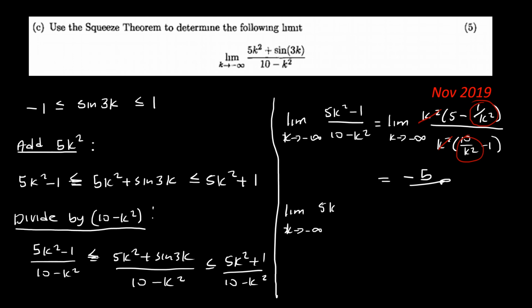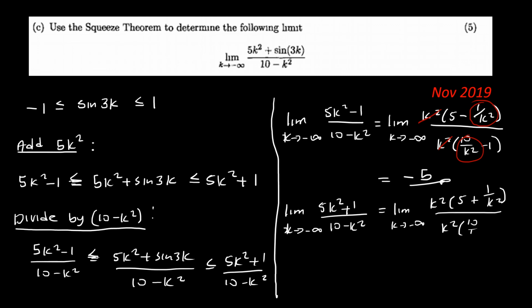So this time we're calculating for 5k squared plus 1 over 10 minus k squared. So we repeat, we take out k squared as common, so we are left with 5 plus 1 over k squared. At the bottom we have 10 over k squared minus 1. So you can see again what happens. K squared will cancel. 1 over k squared is 0, 10 over k squared is 0. So we have 5 over minus 1 again. So your answer is minus 5.